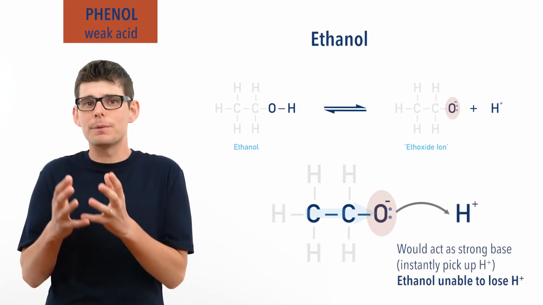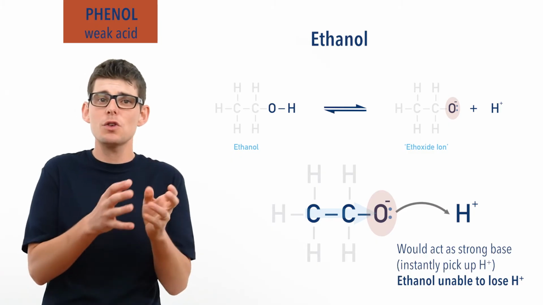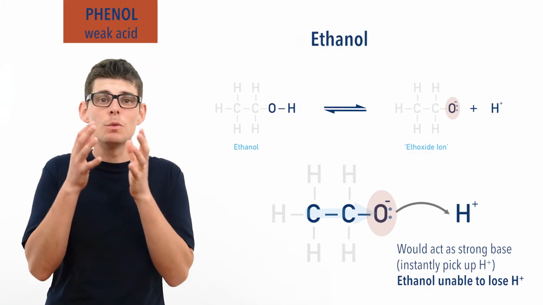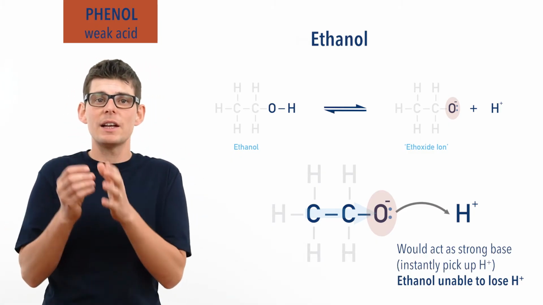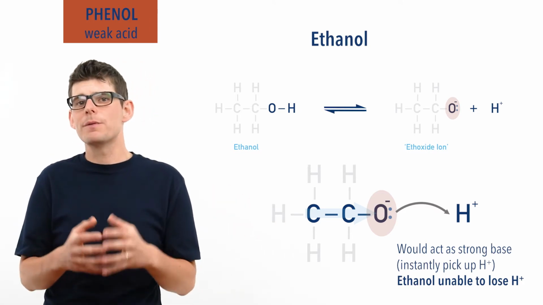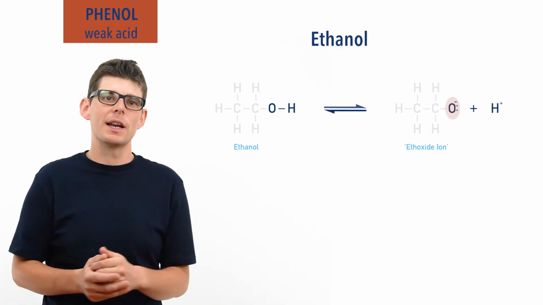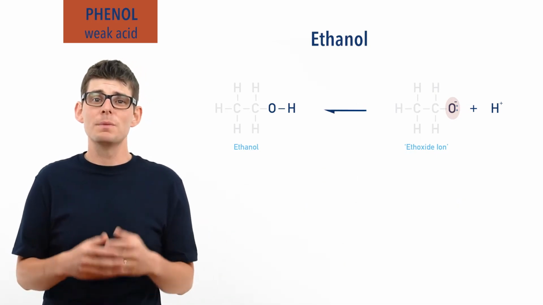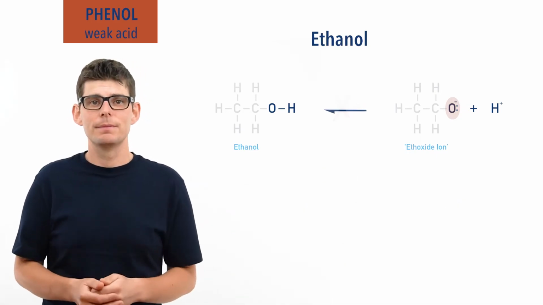This all adds up to effectively render the ethanol such a weak acid that in reality it will never lose H+ ions and form ethoxide ions in solution. The position of equilibrium for the reaction would lie very far to the left, rendering the forward reaction basically non-existent.